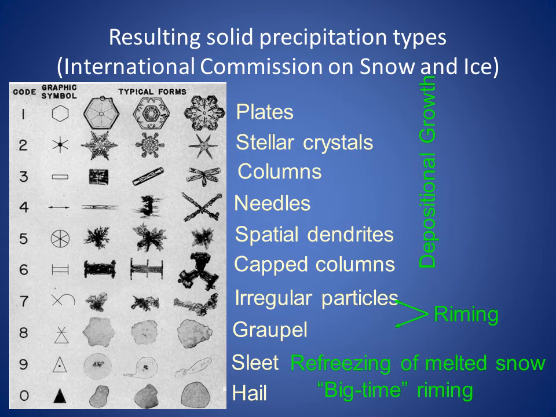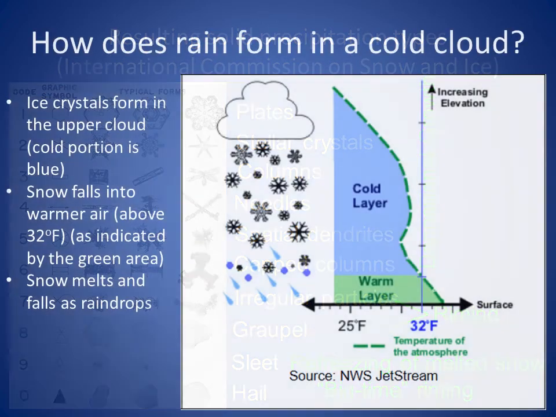These are plates, stellar crystals, columns, needles, dendrites, and columns. The next 2, 7 and 8, are crystals that have grown by riming, but you cannot figure out their habit. Number 9 is sleet, which is basically the refreezing of melted snow. And 10 is hail, which grows due to heavy riming and which occurs in thunderstorms.